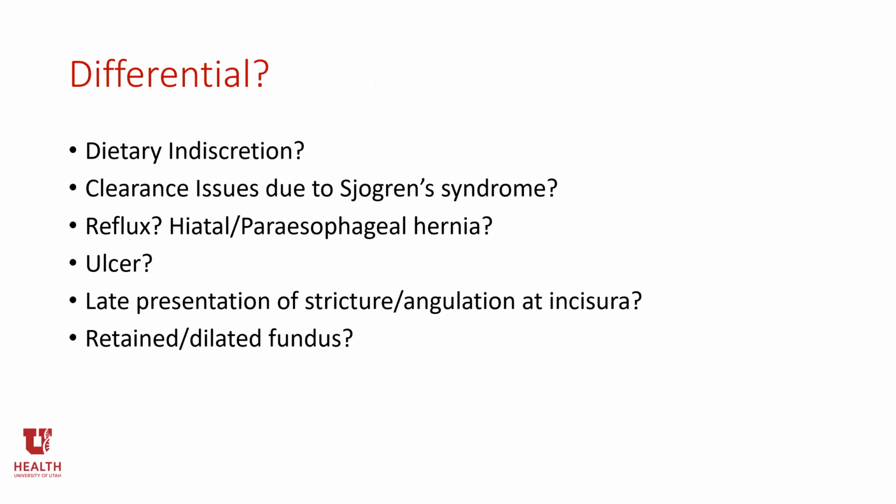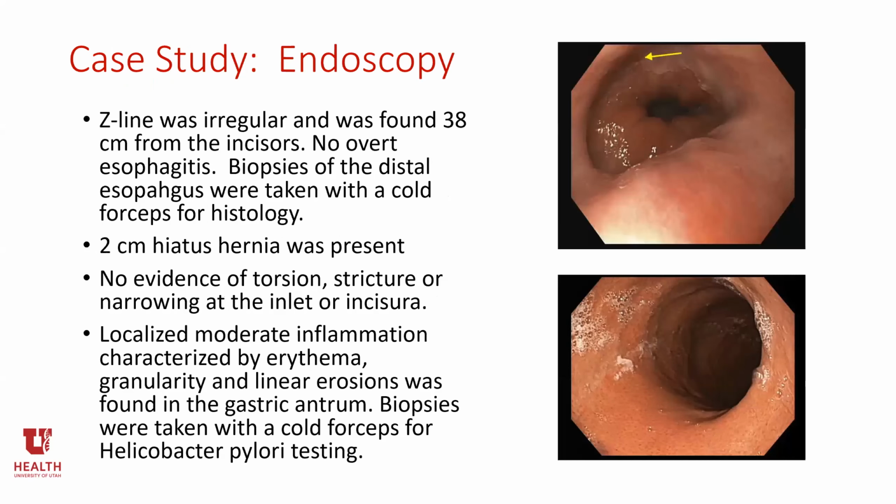So the differential at this time, well, it could be dietary indiscretion, although that would be a little bit unusual for new onset symptoms at 7 months. Maybe she's got some clearance issues due to Sjogren's. She has dry mouth, dry esophagus. It could be reflux. Maybe her hiatal or paraesophageal hernia has recurred. She could have ulcers, even though it's a sleeve. She's on a lot of NSAIDs for her rheumatoid arthritis. Maybe this is some late presentation of a stricture at her incisura, or I left some fundus behind and this dilated up. So to better evaluate this, I got an endoscopy.